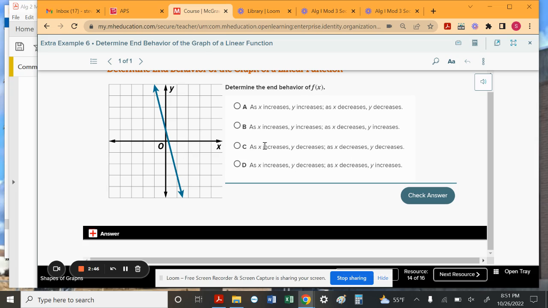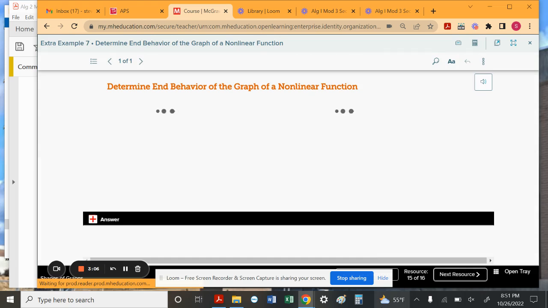Now, as x decreases, y decreases, and it doesn't. But as x decreases, y increases, y goes up. So the answer would be D. Okay, that's what D is. Okay, last one. So end behavior of a nonlinear function. So now we can take a look at a more complicated type of function, and we can see what's going on in this particular case.